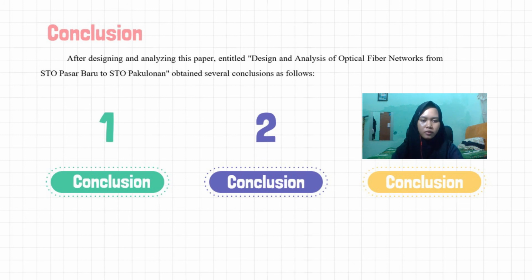So the conclusion, after analyzing and designing this paper, we got several conclusions. The first one is from the design of the optical network from STL Pasar Baru to STL Pekalongan, as far as 13.6 km. After we calculated it, we got an LPB of 13.94 dB, an RTB of 9.9 times 10 to the power of minus 11 seconds, a Q factor of 15.280176, and a bit error rate of 2.81 times 10 to the power of minus 51. The type of cable used is loose tube because the data transmission is carried from central to central.